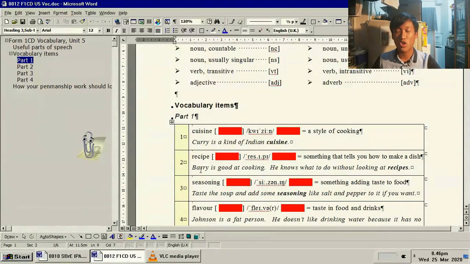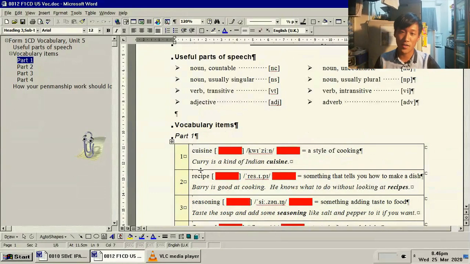You can do your penmanship by chunks. That means in this video, I'm talking about items 1 to 10. So after watching this video, you do the penmanship for items 1 to 10 first. And then in the next video, I talk about maybe 6 to 10 more vocabulary items, then you do the penmanship. So do it bit by bit, not all together, because 40 is too much.